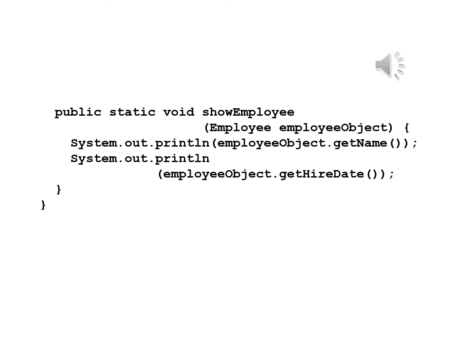Public static void showEmployee, Employee employeeObject. System.out.println employeeObject.getName. System.out.println employeeObject.getHireDate. Please notice that here we are calling as a parameter an employee object, an object of the base class, but in the main program in both cases we are passing in objects belonging to the derived classes.